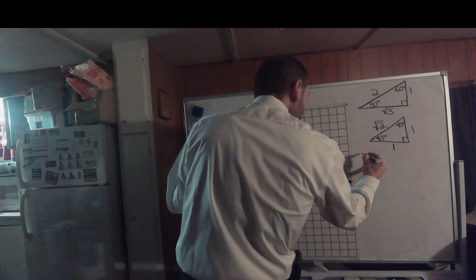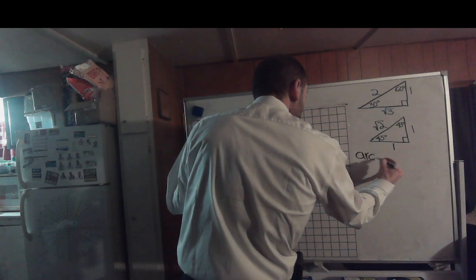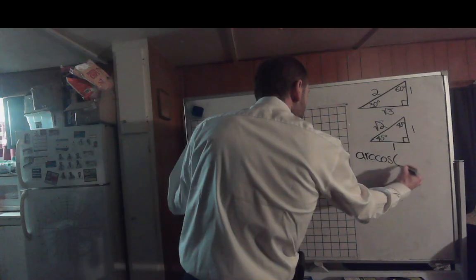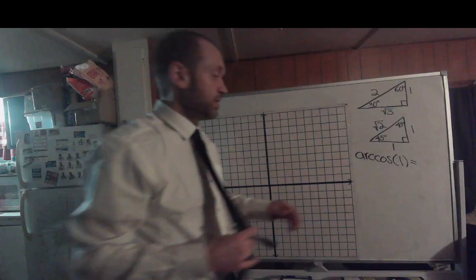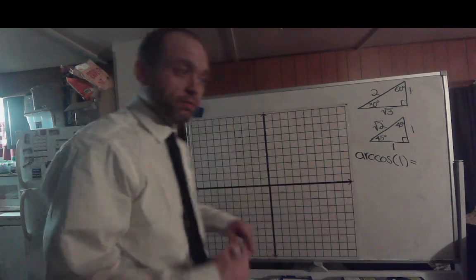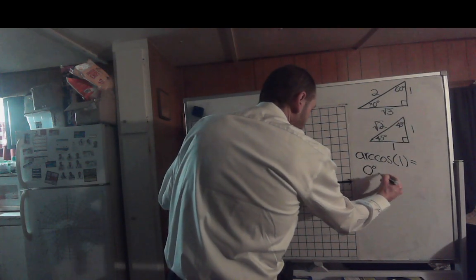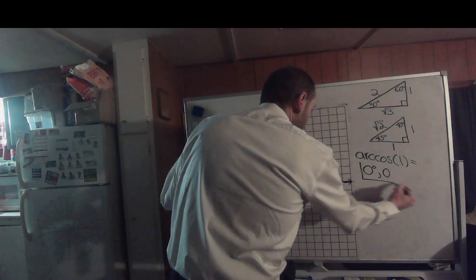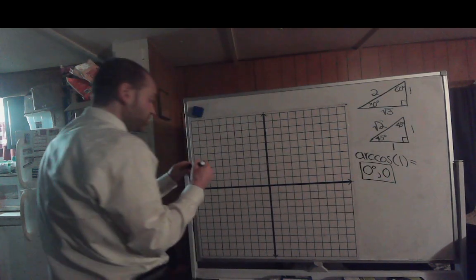Now how about the arc cosine of 1? So we're looking for the arc cosine of 1. The cosine of what angle gives us a cosine of 1? That would actually be 0 degrees or 0 radians. That's exactly what we'd be looking for. 0 degrees or 0 radians.